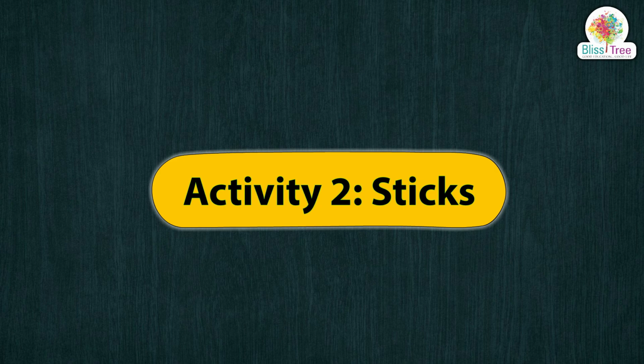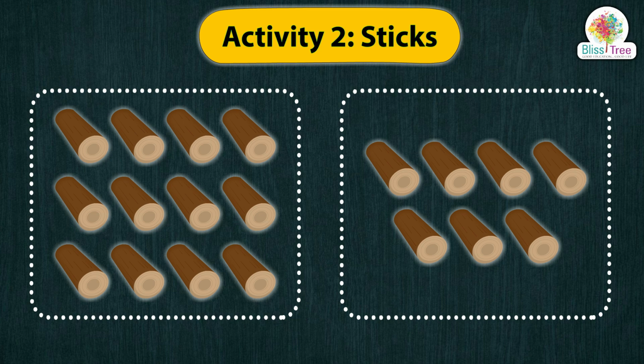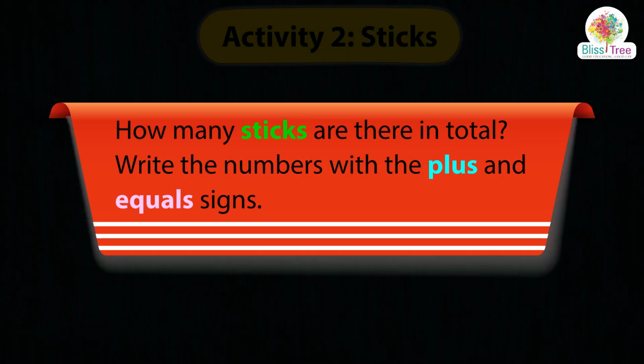Activity 2. Sticks. Look at the sticks. Count the first group. Count the second group. Add them together. How many sticks are there in total? Write the numbers with the plus and equal signs.